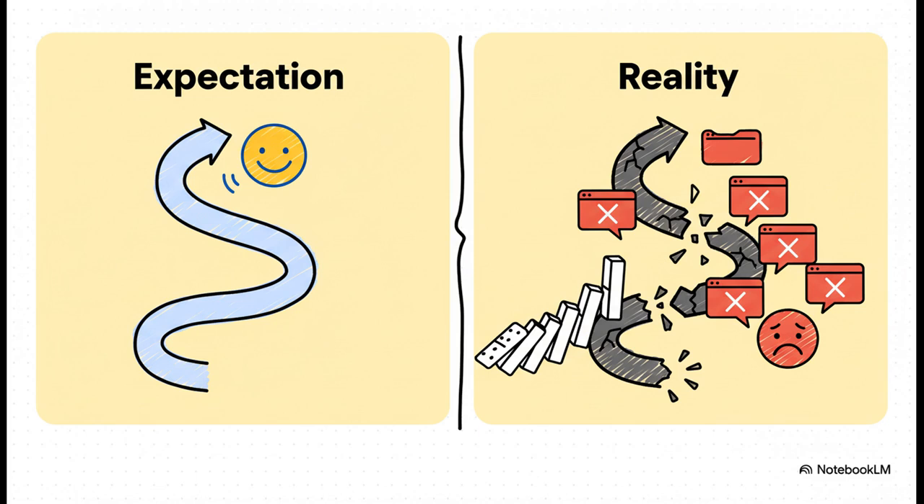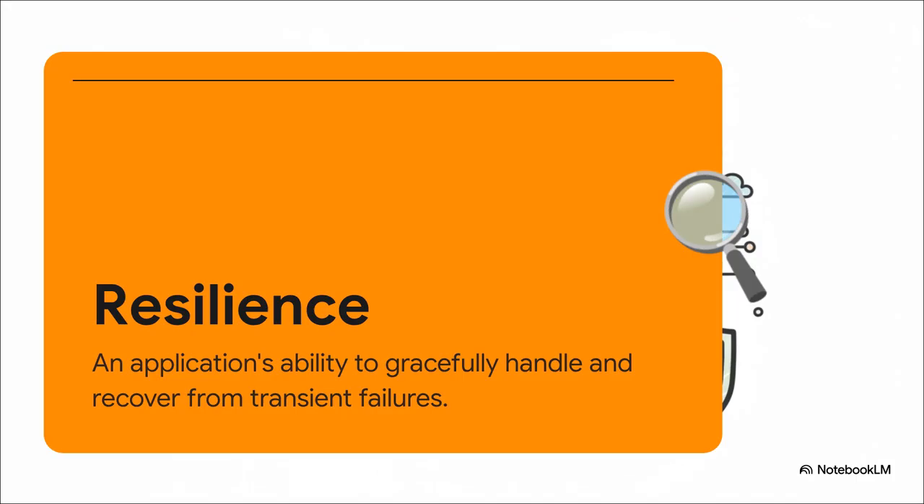We expect our users to have this perfect, smooth experience, but what they actually get are frustrating error messages and features that are just plain broken. This gap, this chasm between expectation and reality is exactly why resilience is so critical. So what is resilience? At its core, it's your application's ability to take a punch. It's all about handling those temporary glitches, a little network hiccup, a flaky API, and recovering gracefully without the whole house of cards crashing down. This isn't just a nice-to-have anymore, it's an absolute must-have.